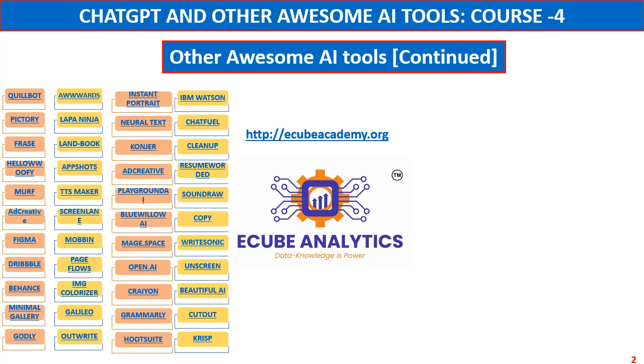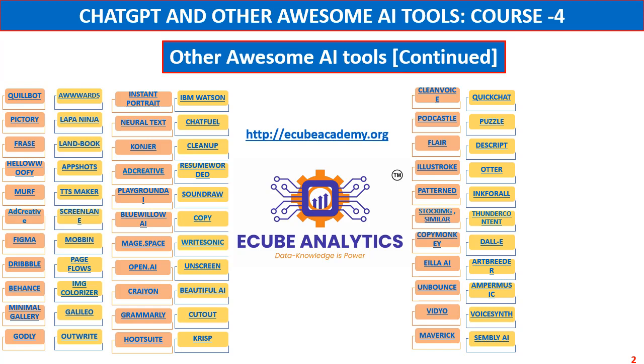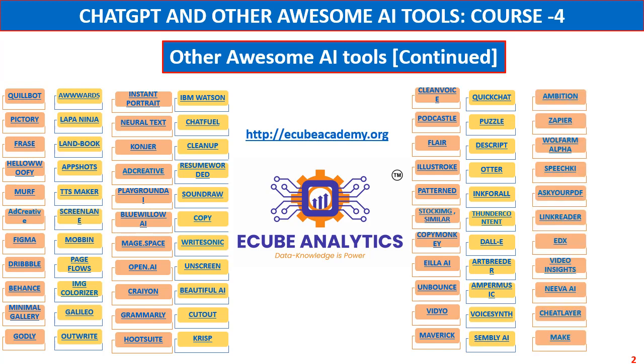Then, if you see here, DALL-E is now a part of ChatGPT, and it is again related to images. Zapier is another very, very useful tool. Wolfram is technically a genius company, and it is also a giant in its respect.